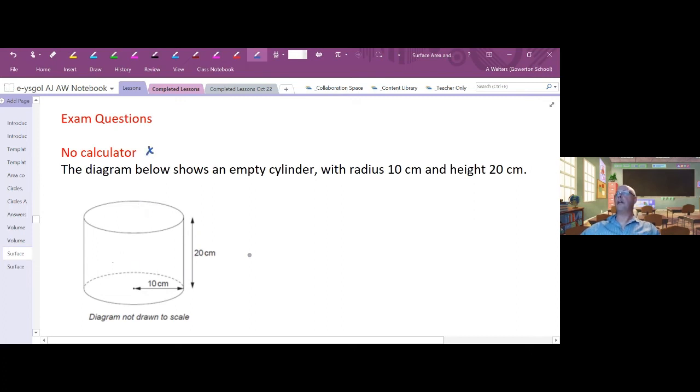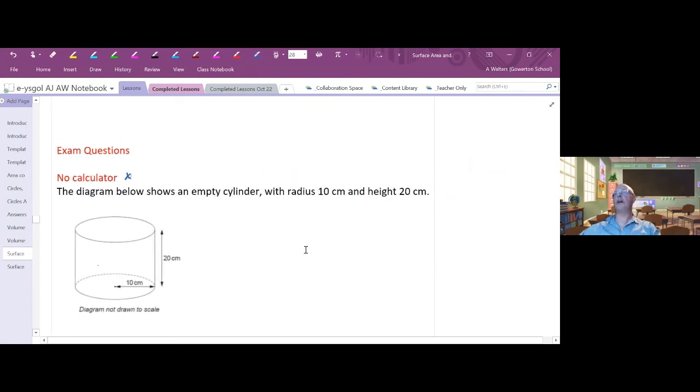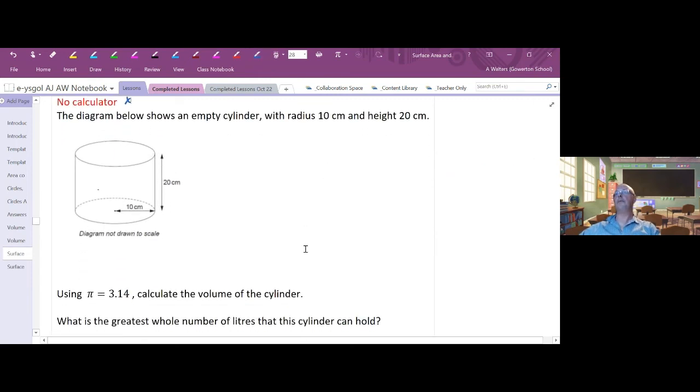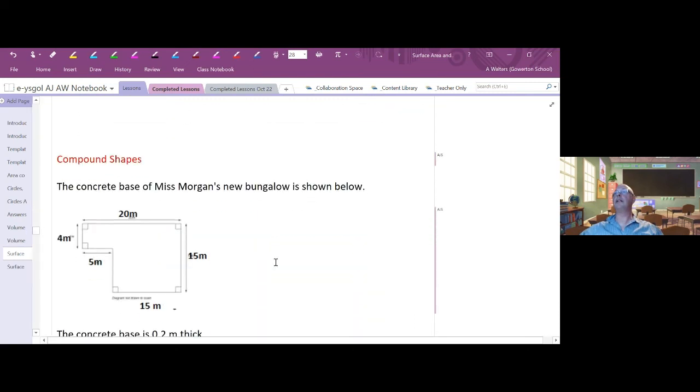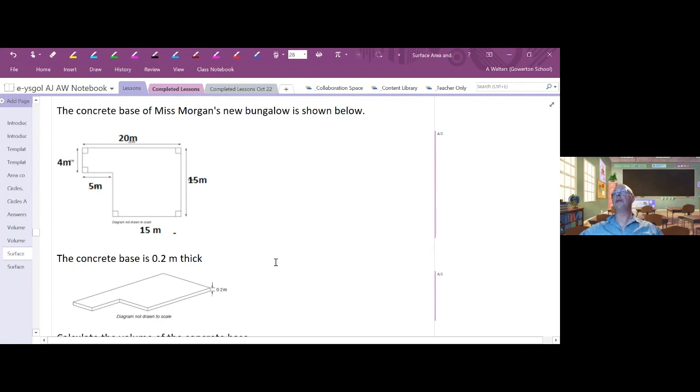So we have to write down the volume, right? And we have to leave it in terms of pi. Now this is quite regular in a paper one. Sorry, I mixed it up with another question. We are using the value of pi is 3.14 here. I'm going to leave that a second. This is the one I'd like to do, right?